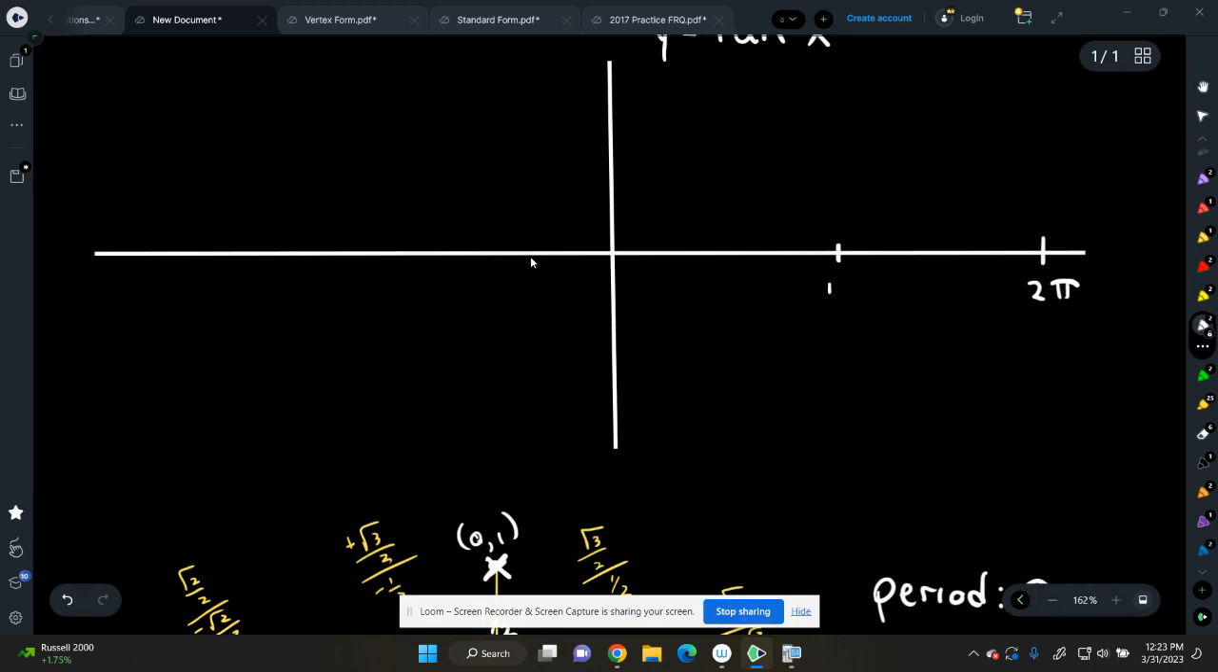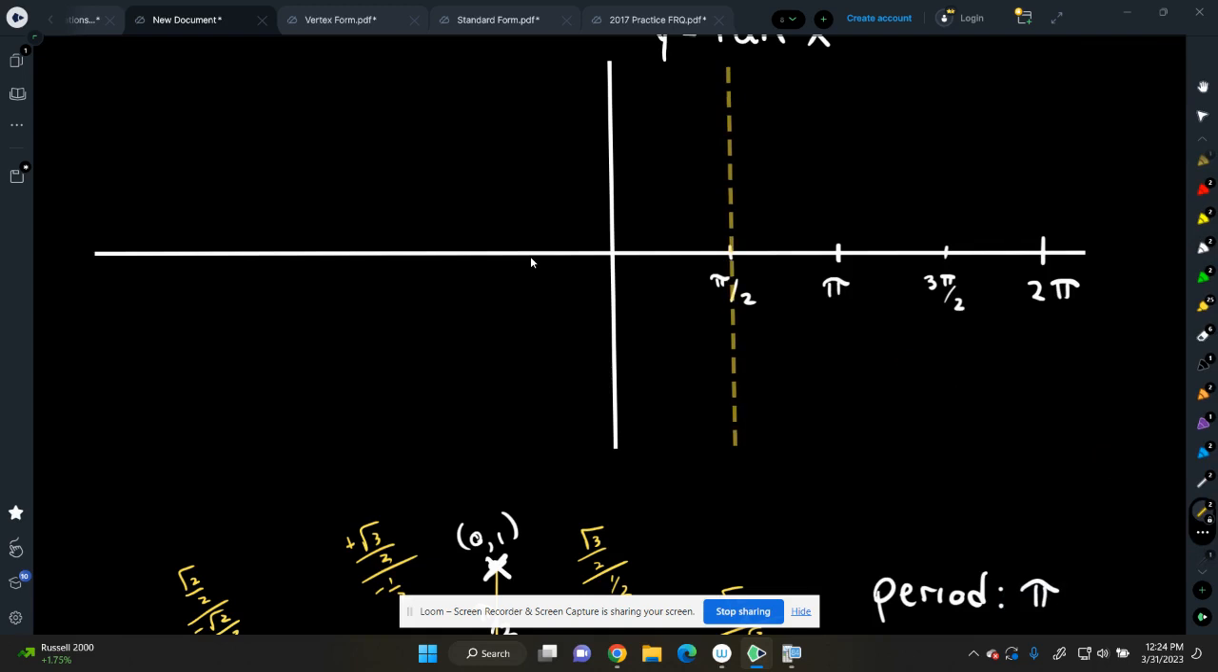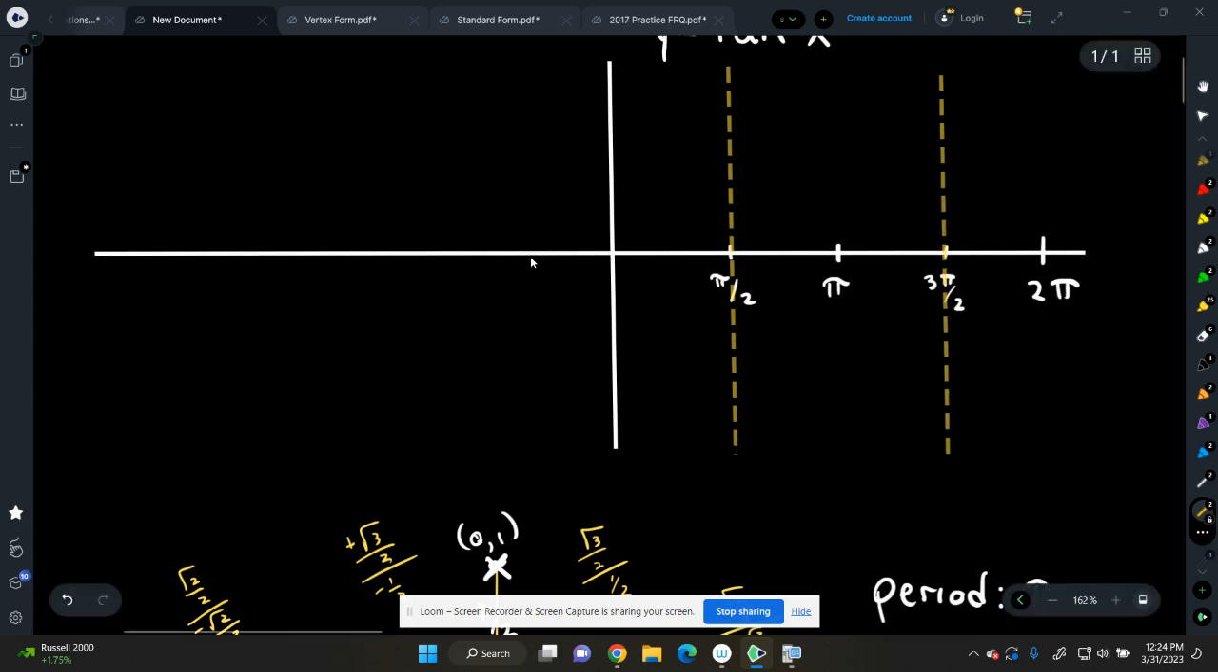Okay. There's pi, and here's pi over 2, and here is 3 pi over 2. What's going to happen is it's going to be undefined at pi over 2. I'm actually going to get what we call a vertical asymptote at pi over 2. In other words, the function's going to go as close as it can to pi over 2, but it's never actually going to be pi over 2. And then the same thing's going to happen at 3 pi over 2. So I get these vertical asymptotes.